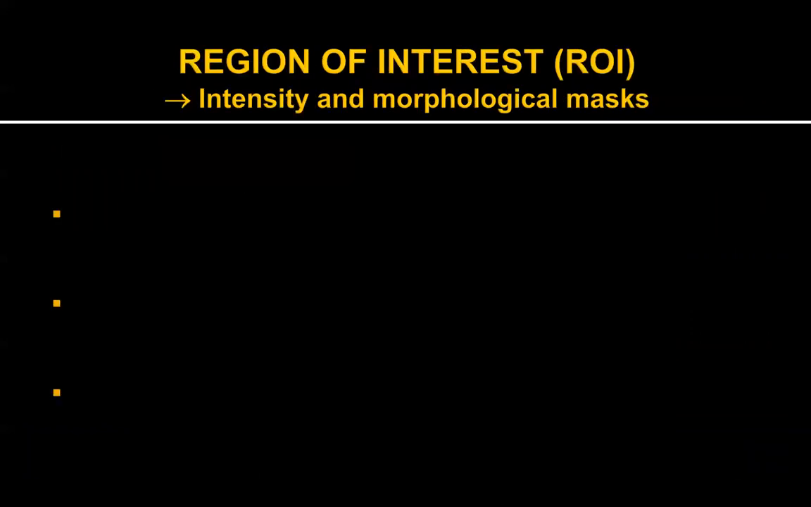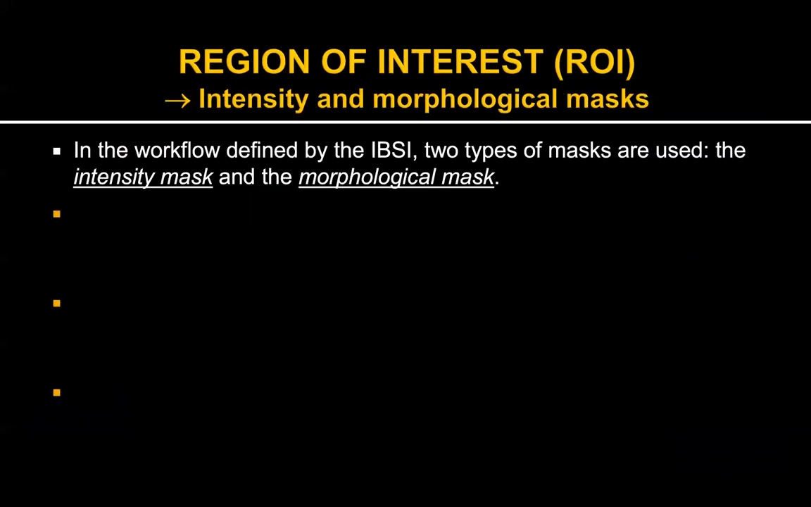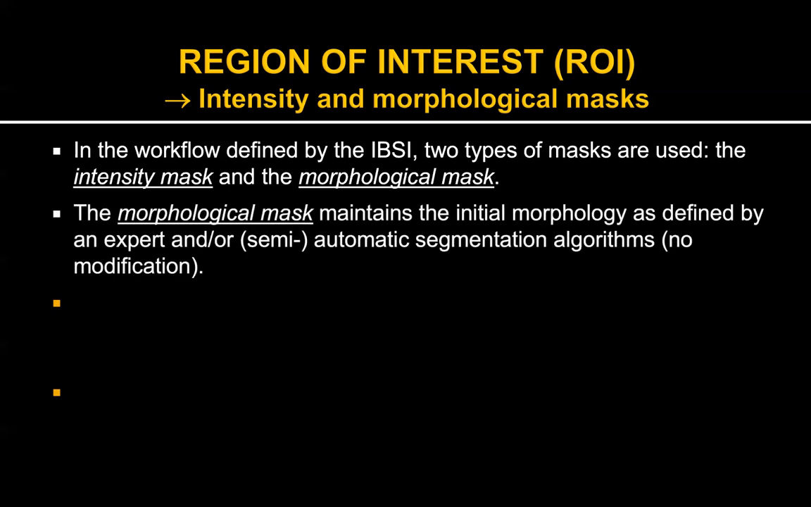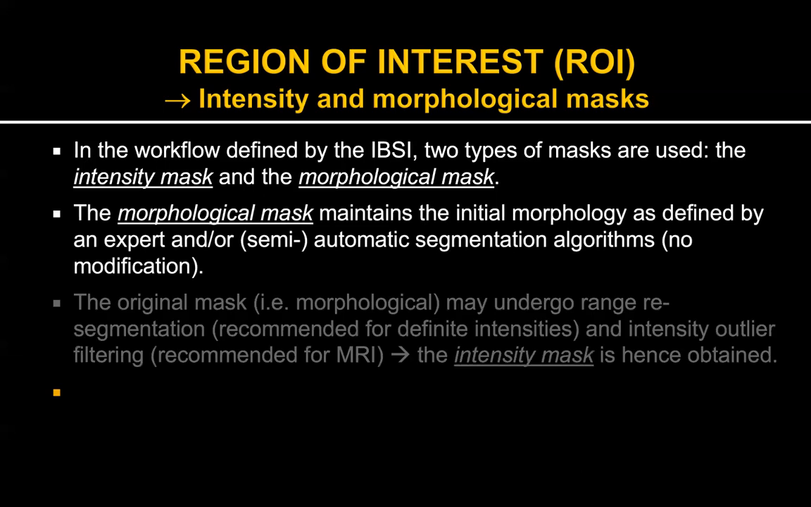Then I just want to point out again, we have these two different masks, resegmentation masks defined by the IBSI. There's the intensity mask and the morphological mask. The morphological mask is the one that we've been talking about at the beginning, the original one, the one that maintains the initial morphology, as defined by an expert segmenter. So that's the original mask that we call the morphological mask.